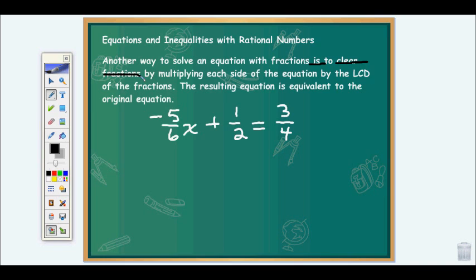Again, to find the least common denominator, we're going to go to the largest denominator, which is 6. 2 can go into 6, but 4 cannot go into 6. So I'm going to go back to that largest one, 6, and double it to 12. 2 can go into 12 evenly, and 4 can as well. So our lowest common denominator is going to be 12. So what I want to do is multiply every term on both sides by 12.